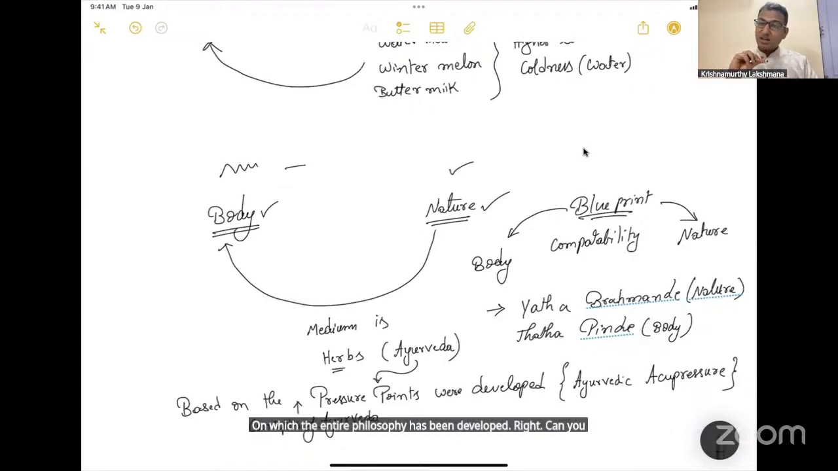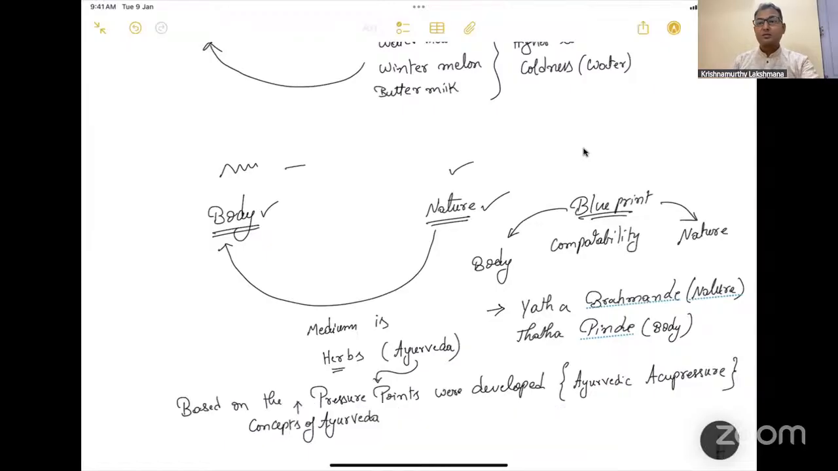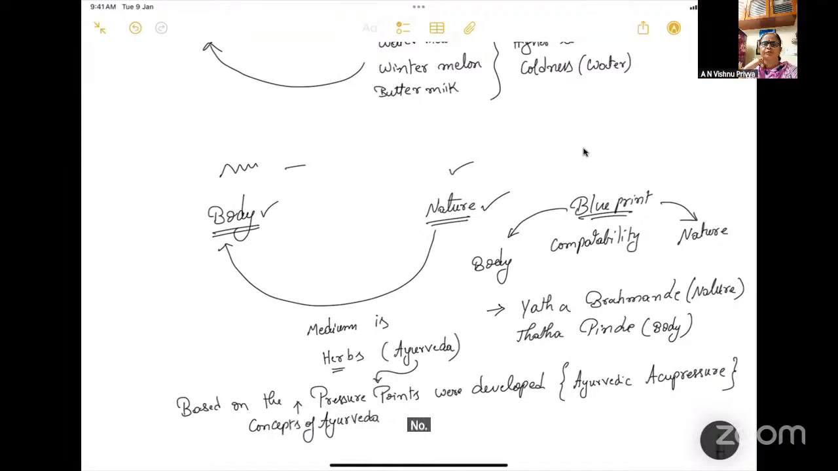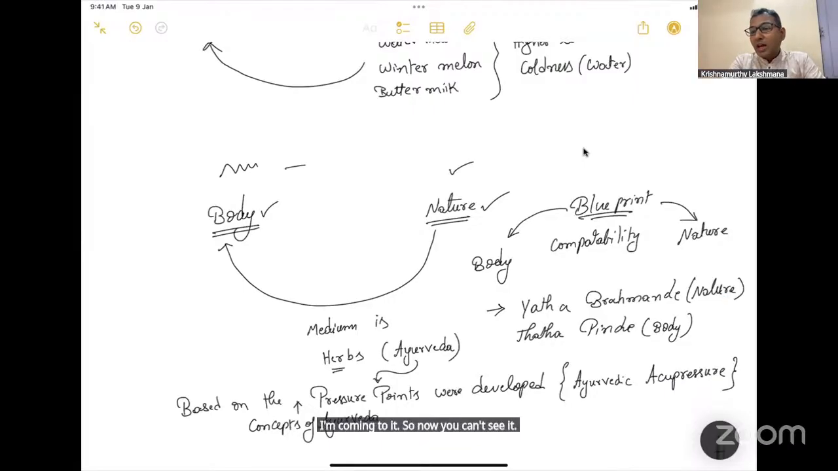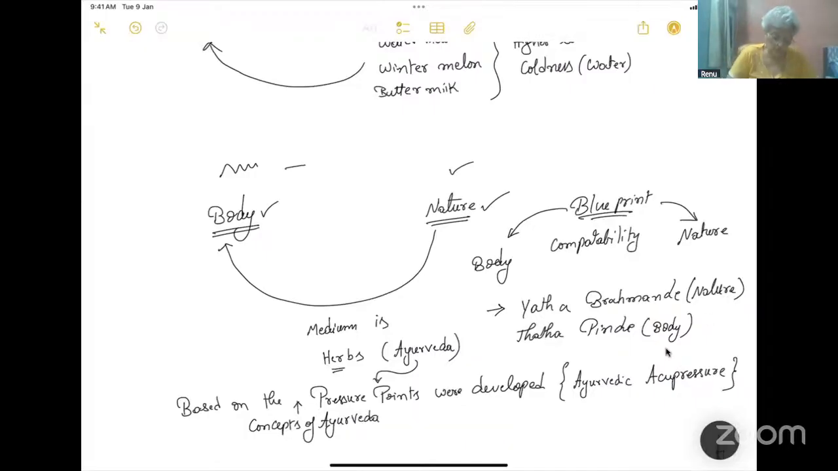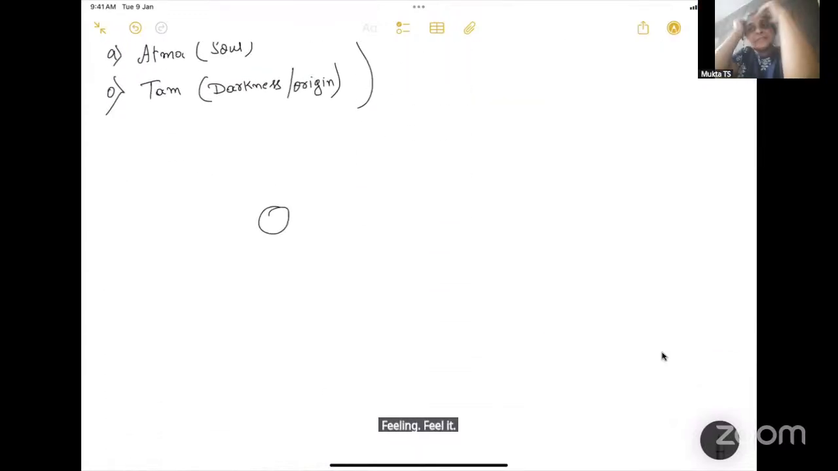Right? Can you see the 5 elements which are functioning inside the body? No. Can you see the Vayu in the body? No. But we can feel the movement, no, sir? I'm coming to it. You can't see it. If you want to understand it, how will you go and understand? How will you understand what you can't see? Feeling. Feel it.